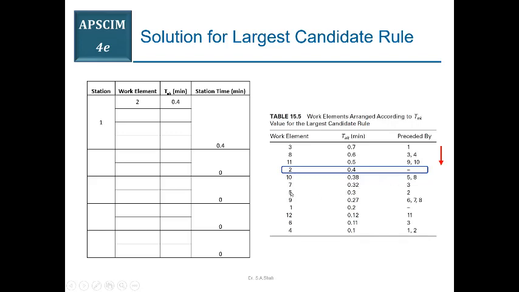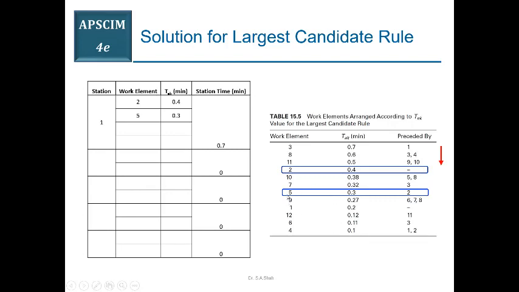The next candidate is 5. Work element number 5's predecessor is 2. So 2 has already been assigned to this workstation. So this means that now we can assign this operation to the first station also. Its operation time is 0.3 minutes and the available time within this slot is 0.6 minutes, so we can assign this. So the next feasible element that we can assign is work element number 5. Okay? So 5 you can assign.